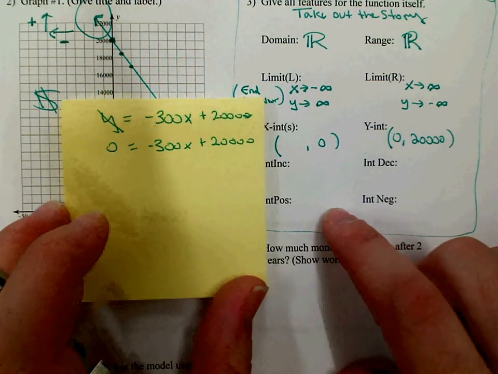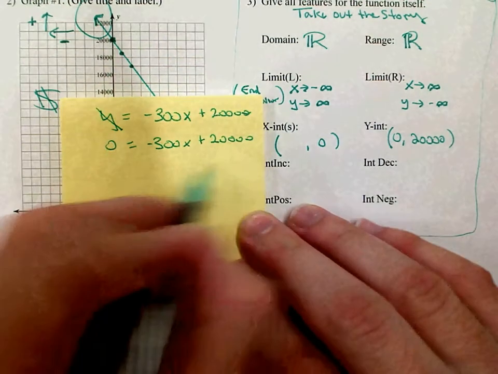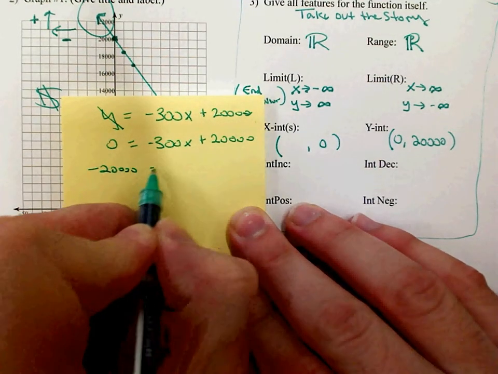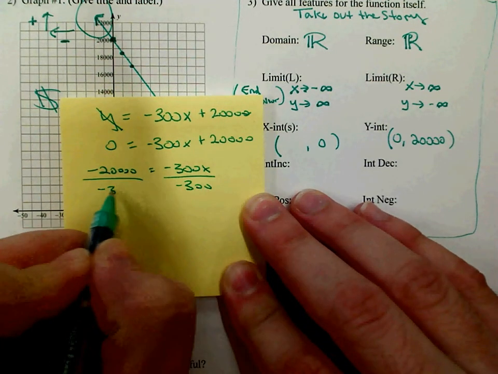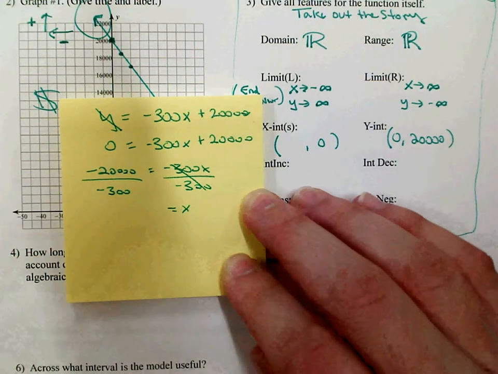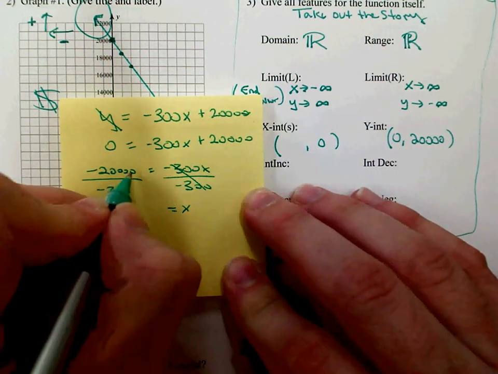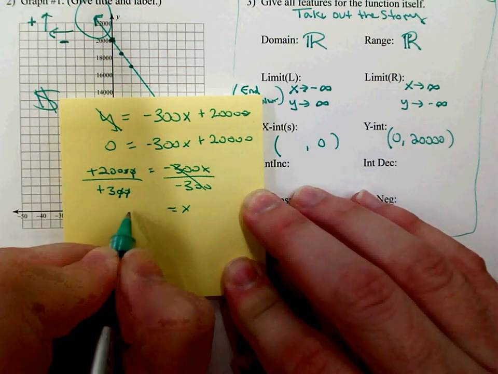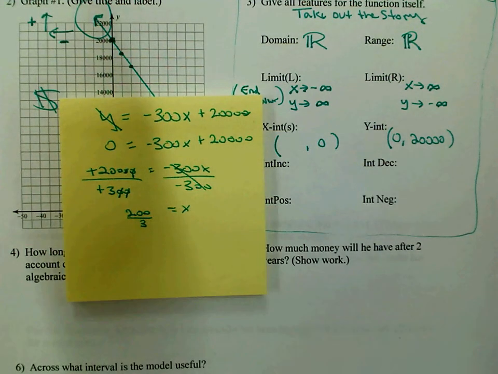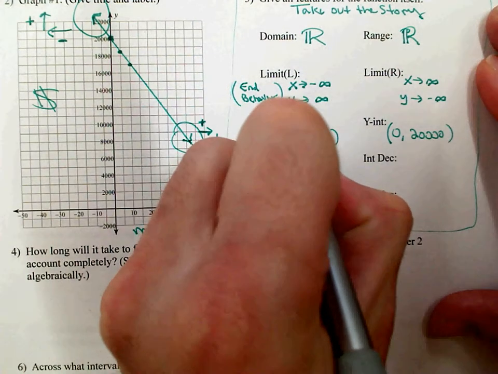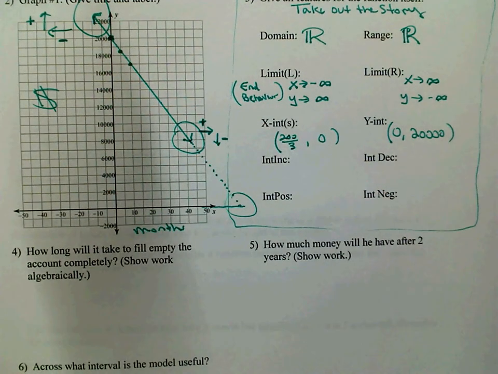So I know the y is 0, so I subtract 20,000. And then I divide by negative 300. And that's going to be, well, let's cross out a couple zeros. That's going to cross out the negatives. That's going to be 200/3. And you don't have to know what 200 thirds is. You can just write it as a fraction. Okay. 200 divided by 3 is going to be about 67 or 68, right? I think 67-ish.